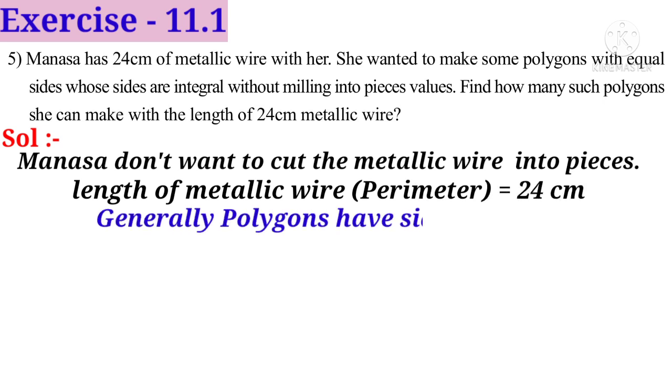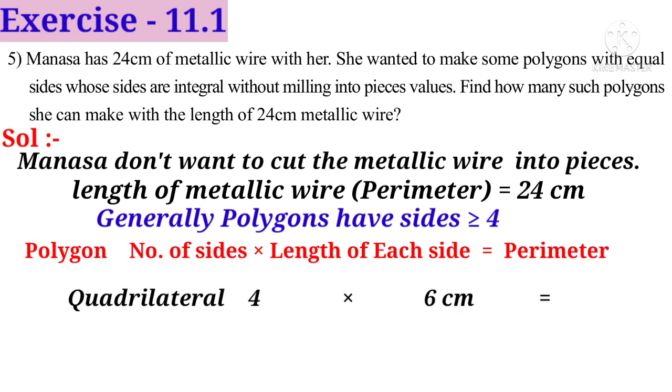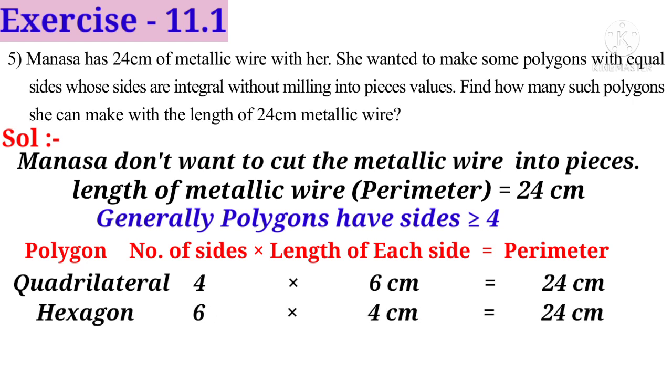Generally polygons have sides greater than or equal to 4. So 24 can be written in two ways, 4 into 6 and 6 into 4. If 4 is taken, that is 4 sides, a quadrilateral, each has 6 centimeters. Or 6 into 4, 6 sides is a hexagon, each has 4 centimeters. That is, both have 24 centimeters length.